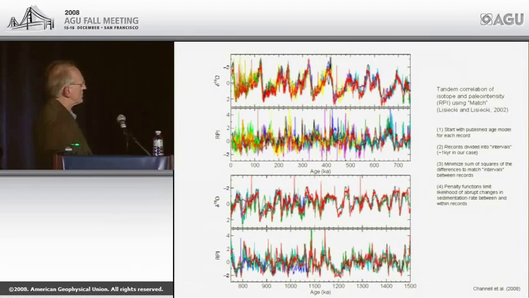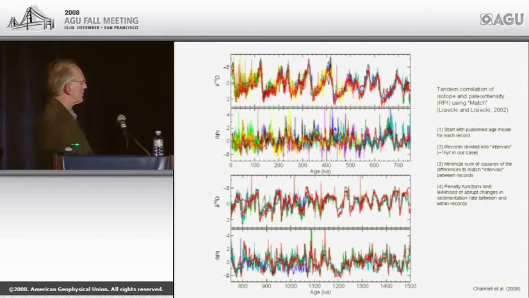And what we do is we use a tandem correlation of isotope and paleointensity records using the MATCH routine, which was devised by Lisiecki and Lisiecki in a paper in 2002, and used by Lisiecki and Raymo to correlate their benthic isotope stack some few years ago now. We use this in tandem to correlate both the isotope record and the paleointensity record together, so that we are optimizing the correlation of these two separate records.